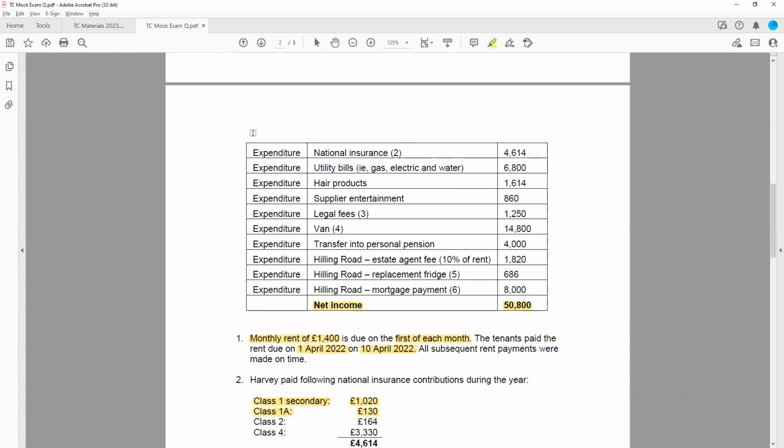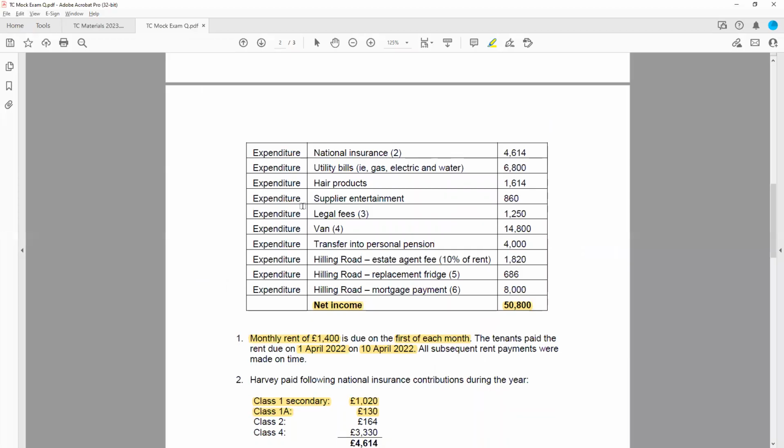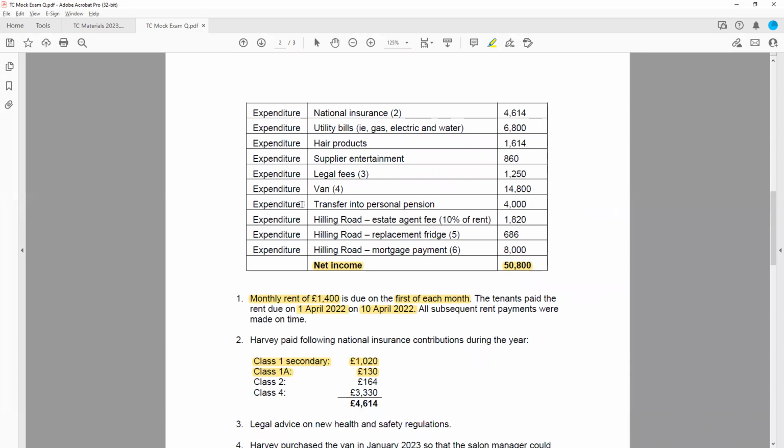So these are business expenses because, just like paying the wages is a business expense, paying the national insurance on those wages is a business expense. It's like payroll taxes, so therefore that is an allowable expense. Paying the wages, having the salon manager, is entirely for business purposes. So therefore, the class 1 and the class 1A will be allowable expenses.